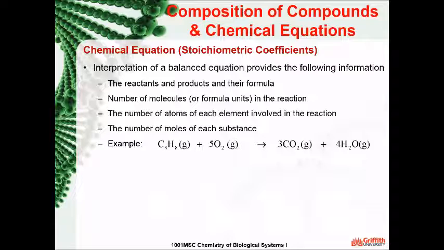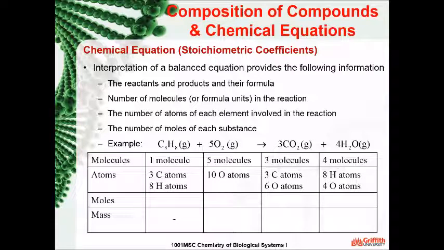C3H8, a gas, plus 5O2, also a gas, forms 3CO2, another gas, plus 4H2O, gas. The numbers in front of the molecules indicate how many molecules are going into the reaction and how many are produced. For example, there is 1 molecule of C3H8, 5 molecules of O2, 3 molecules of CO2, and 4 molecules of water. You can also calculate the number of atoms involved in the reaction.